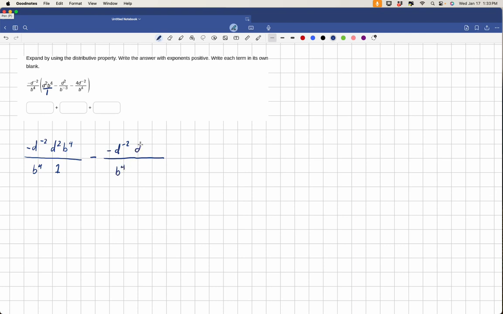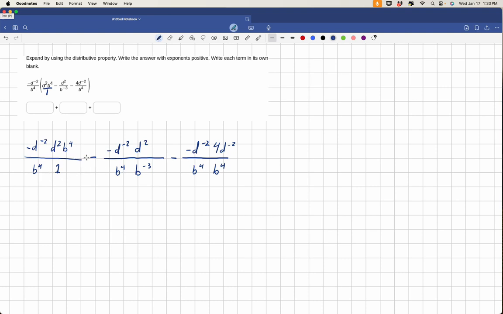And what's in the next fraction. Then I write the operation. And I do it again. What's in the first fraction? The one that I'm distributing. And then what's in the fraction that we're on. So that'd be 4, d negative 2, b4.